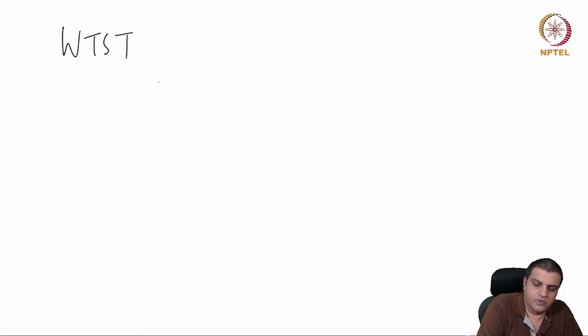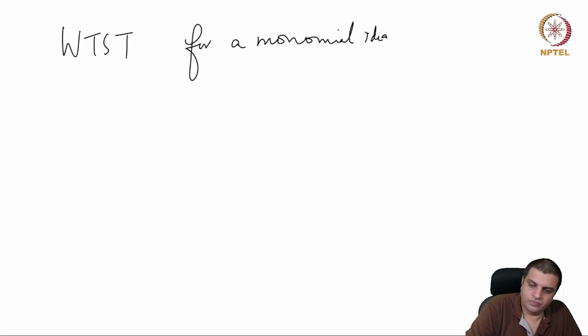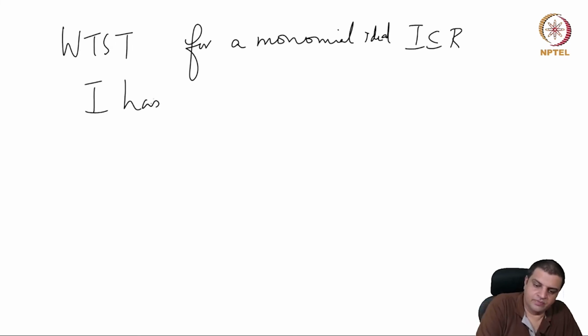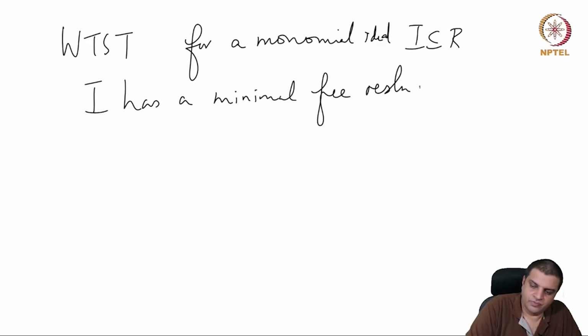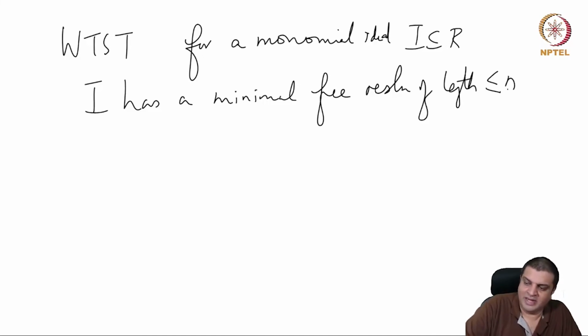So we want to show that for a monomial ideal I inside R, I has a minimal free resolution of length less than or equal to n, where n is the number of variables.